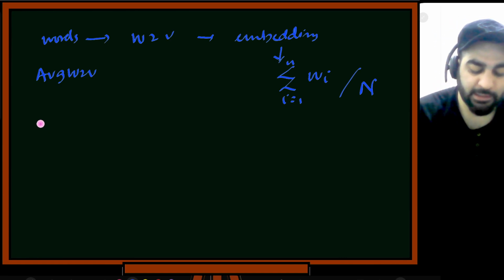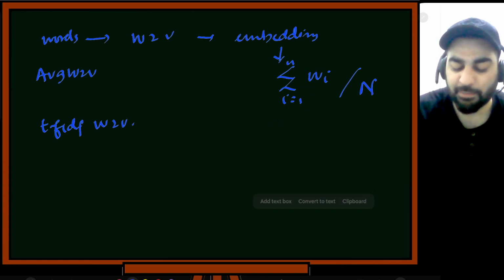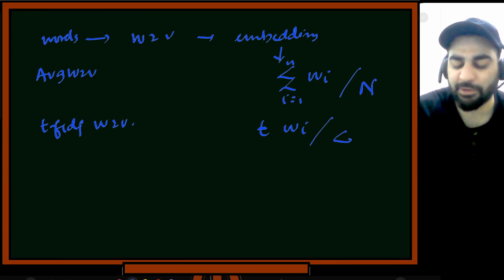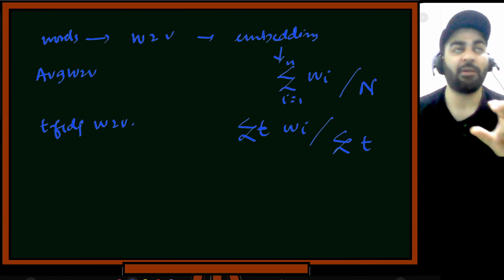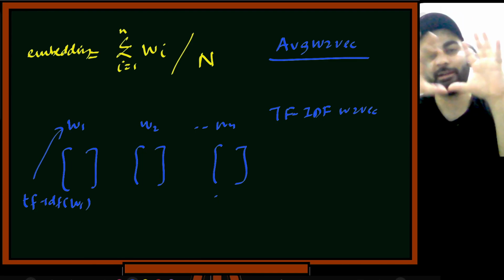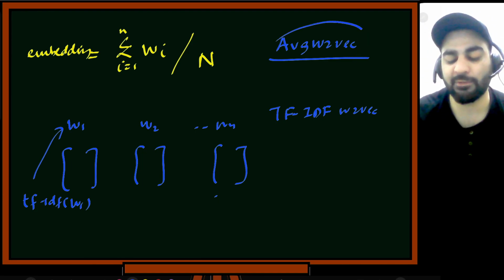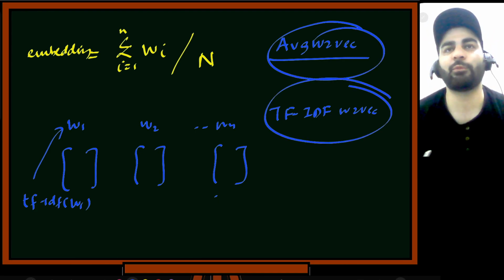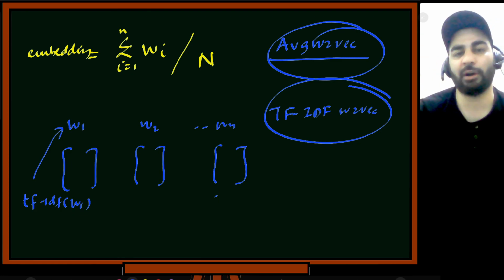And then we had TF-IDF Word2Vec. In this, the one difference was that now we'll multiply T with this Wi and take the summation over all of them. So now here we'll take TF-IDF, multiply Word2Vec, and then we'll get the embedding. I hope this is clear. So this covers our embedding part. Now we'll use this Word2Vec, or TF-IDF, average Word2Vec or TF-IDF Word2Vec representation, and then we'll convert our emails into the vector representation, which we'll feed to our naive Bayes algorithm.